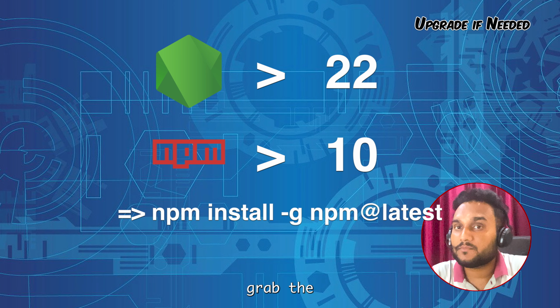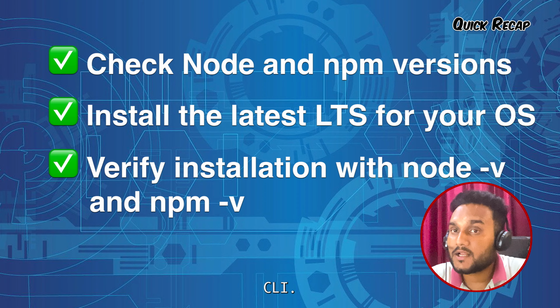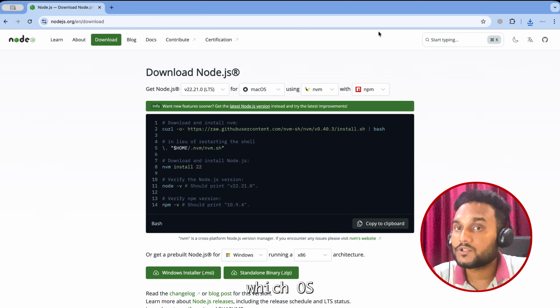So here's the recap. Check Node and npm versions, install the latest LTS for your OS, and verify the installation. Now your environment is ready for the new GitHub Copilot CLI. You can go back to my previous video and install it. Link is given in the description. That's it. Node and npm are now installed on your system, no matter which OS you use.